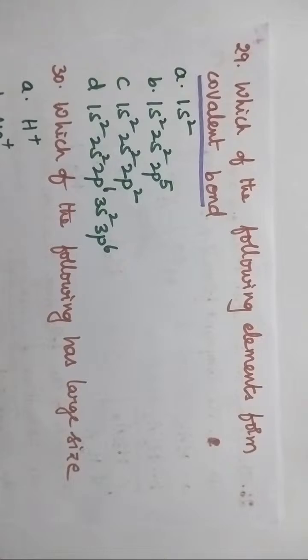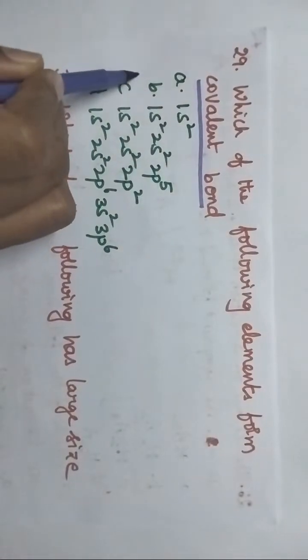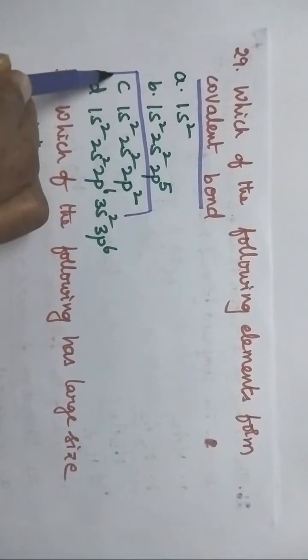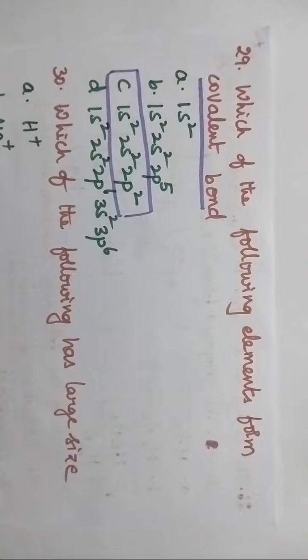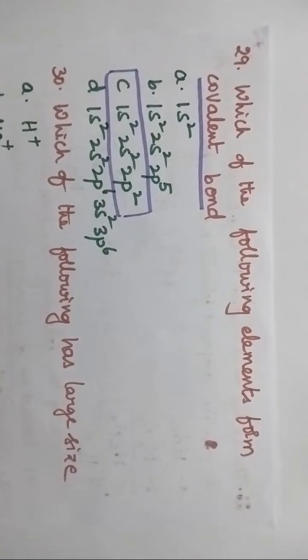Very good Swati. It is the configuration of carbon. It will form covalent bonds only. So option C is the right answer. Very good Sai channel. Banu. Too good.